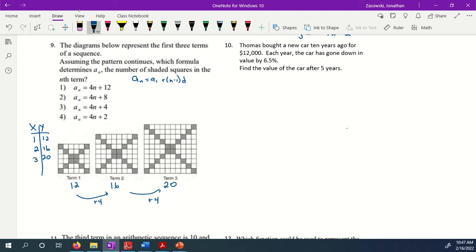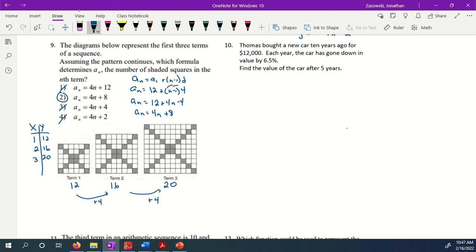If we plug 1 in, we're going to get 16. That still doesn't work. If we plug 1 in, this is going to give us 4 plus 8, which is 12. This does work. If we plug 1 in, we're going to get 8, which doesn't work anymore. And if we plug 1 in, we're going to get 6, which doesn't work anymore. Now, if we substitute into our explicit formula, the first term is 12 plus n minus 1 times d, which we know is adding 4 here, and we just distribute the 4 through, we're going to get a sub n is equal to 12 plus 4n minus 4, and then a sub n is equal to 4n, and then 12 minus 4 is positive 8. So that's why that formula is also working.